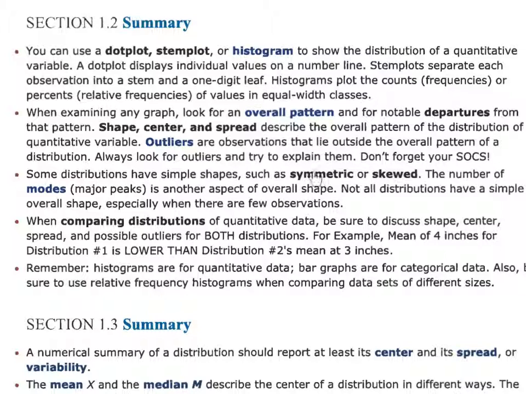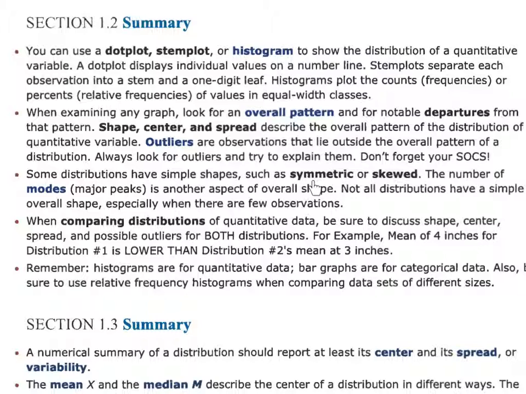For shape, we know we could have symmetric or skewed right or skewed left. Remember, skewed right means the tail is on the right-hand side, and skewed left, it's on the left-hand side. When you compare distributions, if you had a free response that said compare the two distributions, you have to compare the shape, the center, and the spread. Look at the shape of the distribution to determine what center and spread you should do.